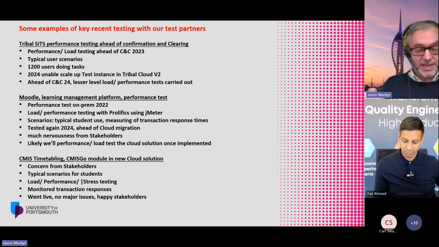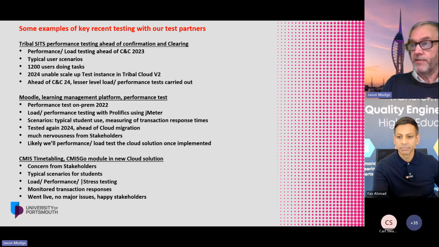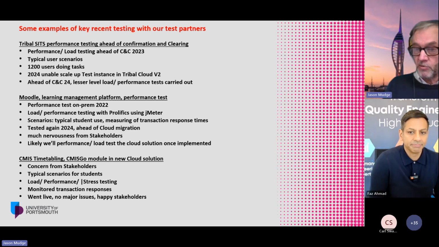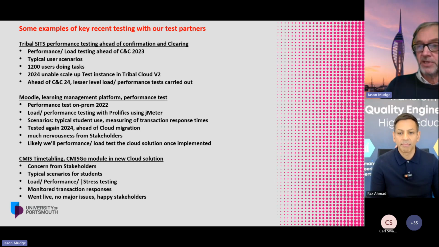But it's absolutely key that you develop these trusted relationships with people who really do understand performance testing and have their fingers in the pies across multiple universities, because it really does help you have those difficult conversations with stakeholders. I wanted to say something here about Moodle.